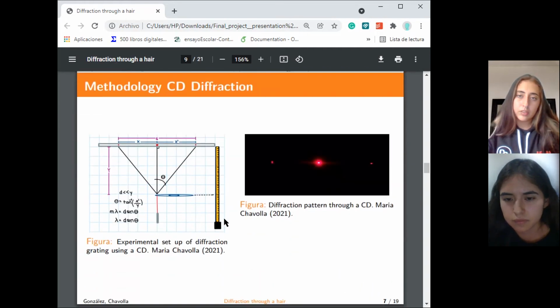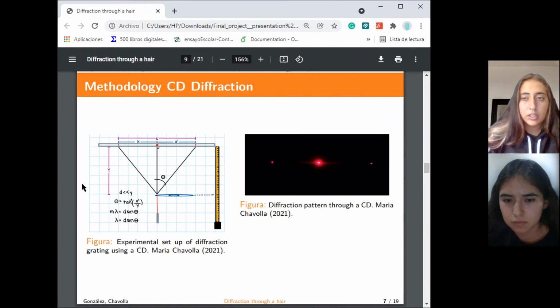To obtain first the width of the hair, we first needed to know the wavelength of the radiation, so we used the CD as a diffraction grating. We used the experimental arrangement as we can see in the figure on the left. The experiment consists of using a CD as a transmission grating, so first we must remove the aluminum coating, and to do this we use adhesive tape to remove it, and then we positioned it vertically in front of a monochromatic light source.